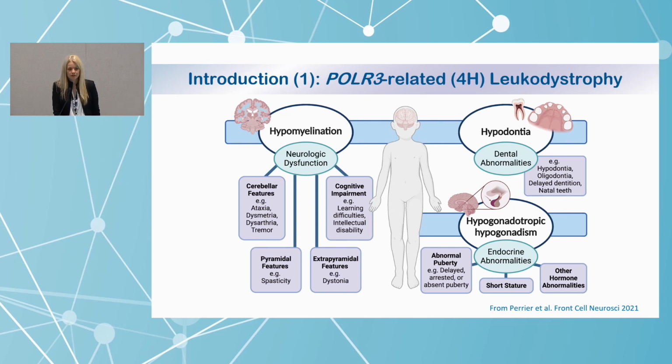We realized over the years that it's not only hypodontia, but multiple dental abnormalities: oligodontia, delayed dentition, natal teeth, and abnormal shapes of the teeth. Same for the endocrine manifestations. The classic is hypogonadotropic hypogonadism, which can present with delayed, arrested, or absent puberty. But we now know that about 50% of patients have short stature, and other hormone abnormalities are possible.